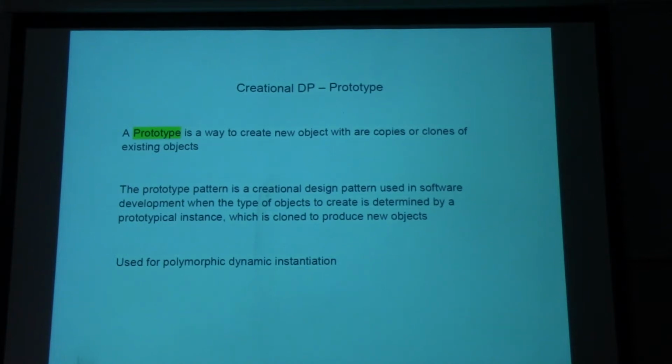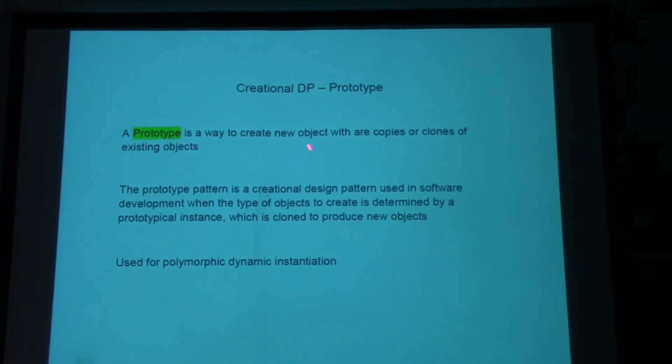Okay, so prototype is a way to create a new object where copies or clones of existing objects are being made. So the prototype pattern is a creational pattern used when the type of objects to create is determined by a prototypical instance which is cloned to produce new objects. Some newer languages, newer than C++, have this prototype built in. In fact, many of the patterns we're going to look at, because they're old and they go back to the late 80s, early 90s, a lot of them are implemented as part of the standard of languages, like in C# or in Java, for example.